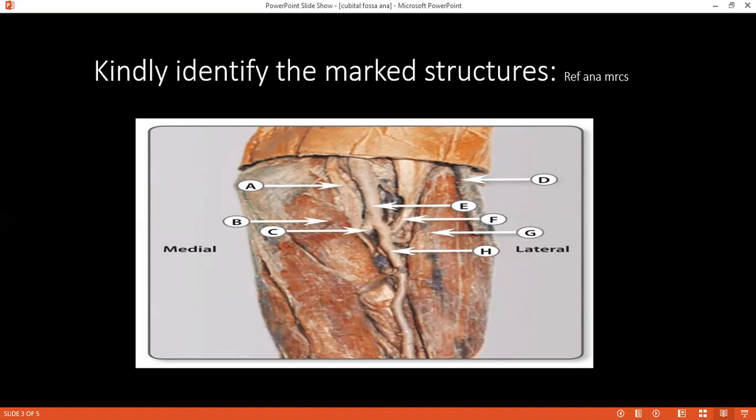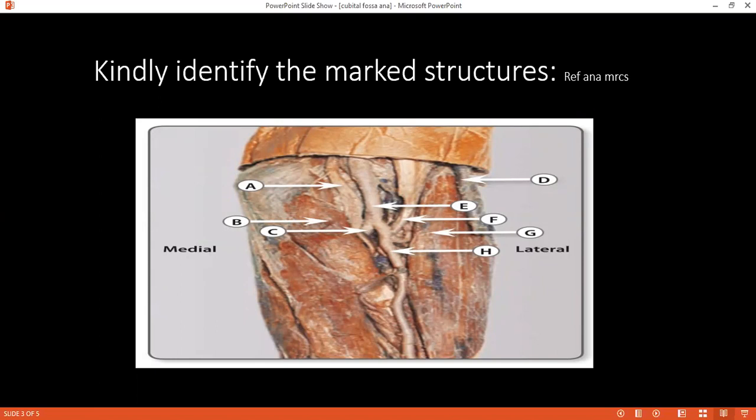Yes, the contents from medial to lateral will be the median nerve, brachial artery, bicipital tendon, and most laterally the radial nerve. Can you please tell me what are the superficial veins present in front of the elbow? The median cubital vein between the cephalic and the basilic. Okay, good. Can you tell me how the elbow joint is formed?